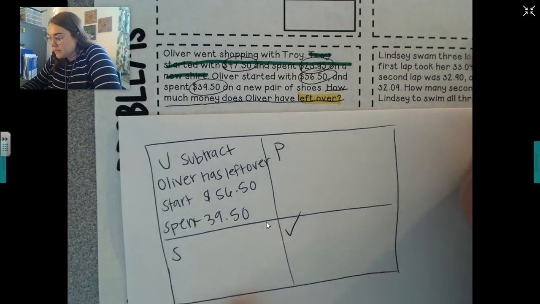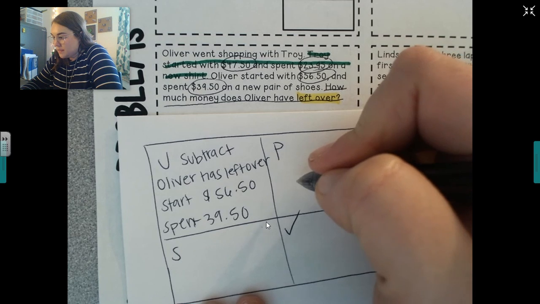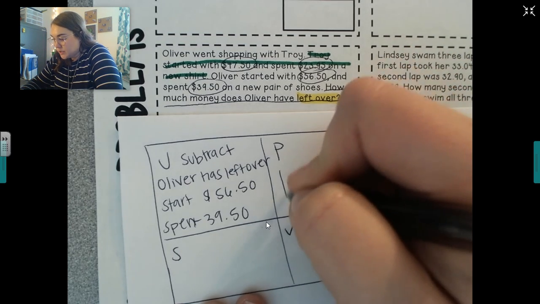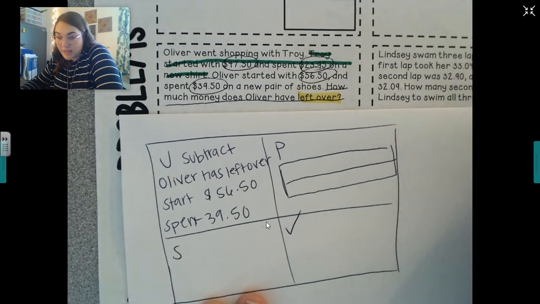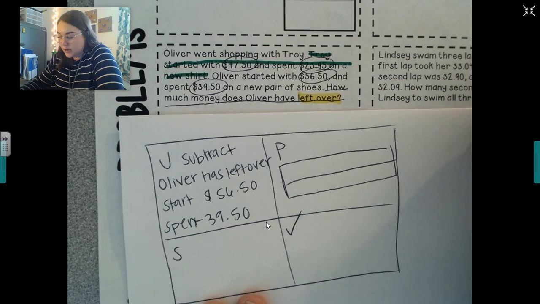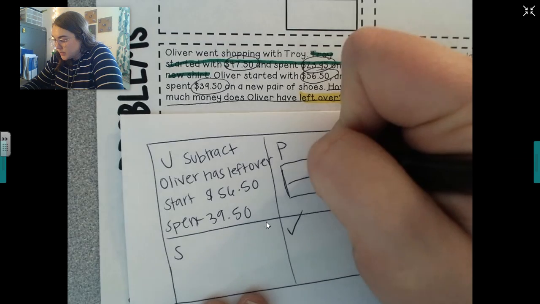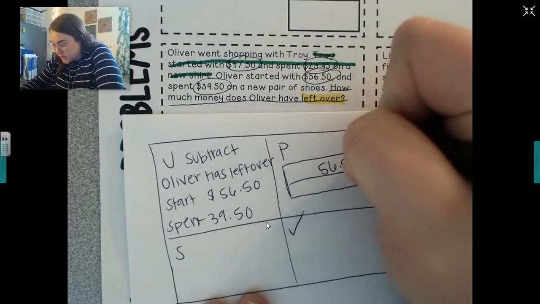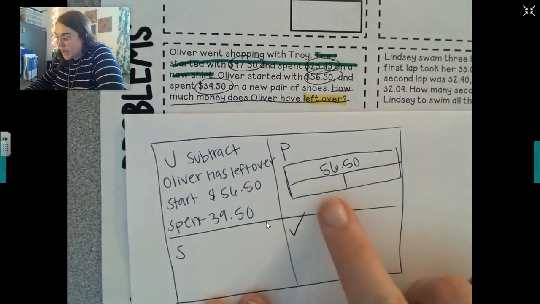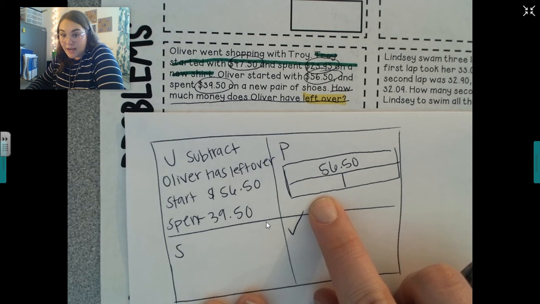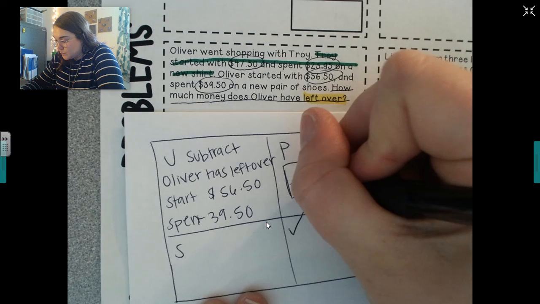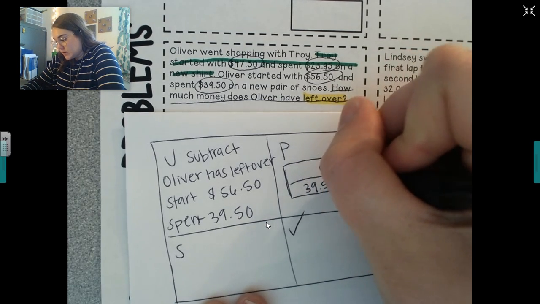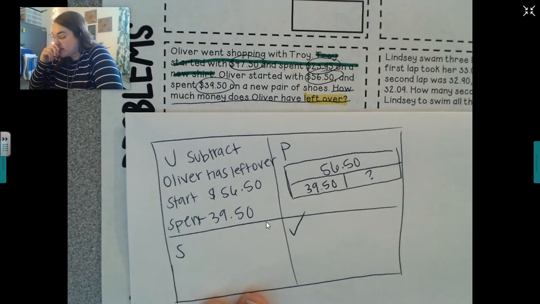Okay, so what I would have done is, I think on this one, I'm still going to do a strip diagram. I really like strip diagrams. They help me visualize things, but you do not have to use a strip diagram. You can use whatever you want. So he had in total $56.50. We know he spent something on a shirt and he has something left over. Only two things on this one. He spent $39.50, but we don't know how much he has left over.